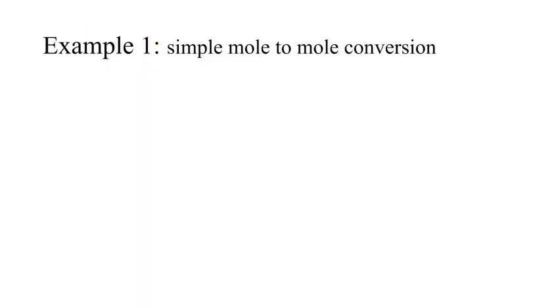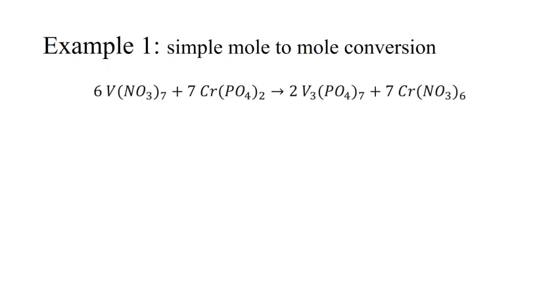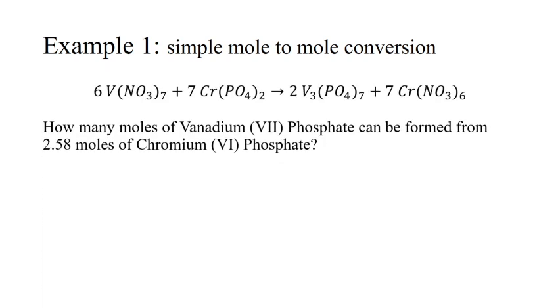4 steps. So, simple mole-to-mole conversion. Say we've got this balanced chemical equation, and we ask the question, how many moles of vanadium 7-phosphate can be formed from 2.58 moles of chromium 6-phosphate? Just what you've all been wondering.